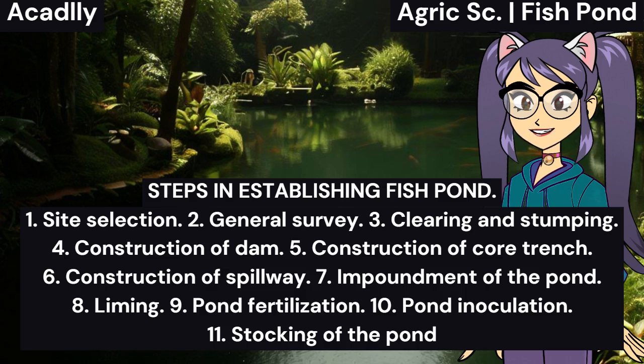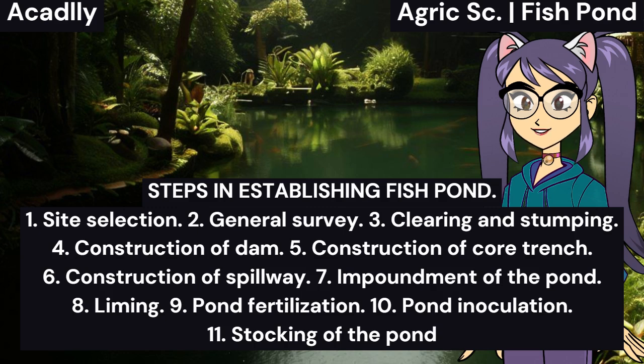5. Construction of core trench. Excavating soil to create a trench perpendicular to the dam. 6. Construction of spillway. Building a spillway at one end of the dam using a wood and wire meshed screen. 7. Impoundment of the pond. Fill the pond with water by opening the reservoir's monk board.